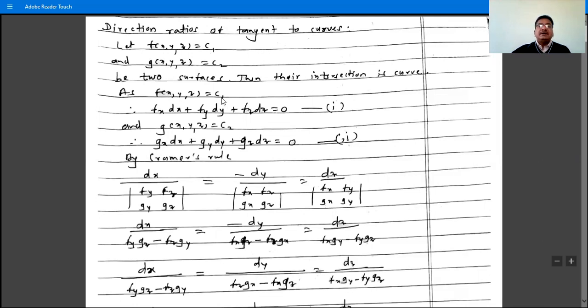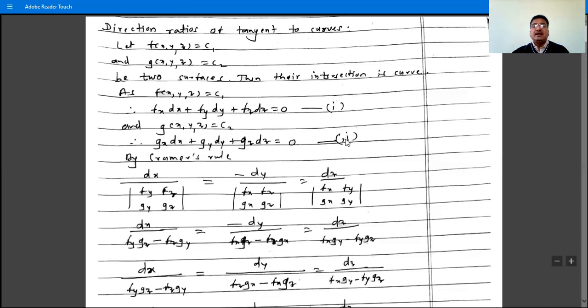As f(x,y,z) = c1, after taking the complete derivative, what do we have? fx, meaning the derivative of f with respect to x, dx plus fy dy plus fz dz is equal to 0. This is the complete derivative of this function f. Here fy means ∂f/∂y, and fz means ∂f/∂z. Similarly for g(x,y,z) = c2, the complete derivative is gx dx plus gy dy plus gz dz is equal to 0.